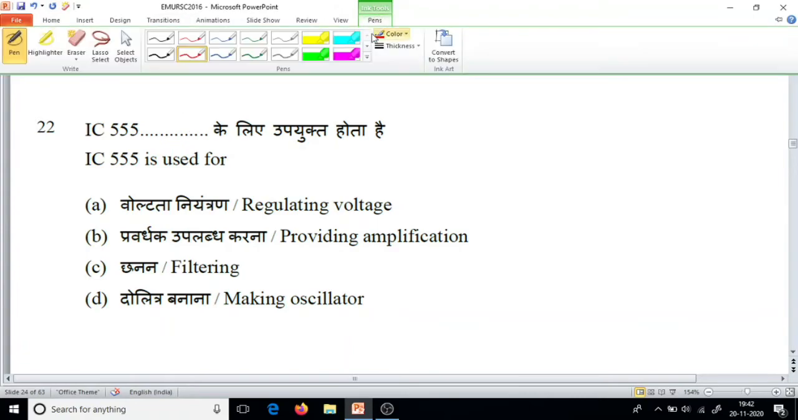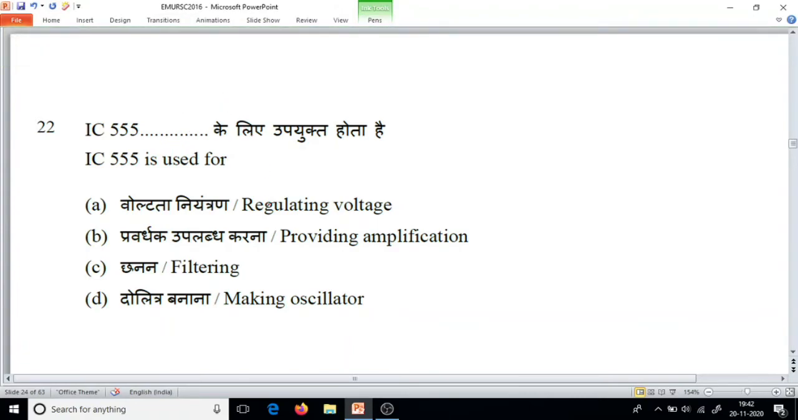The 555 IC is used to make an oscillator. This can be used to make a one shot also. One shot means we will get an output like this: one pulse will go.